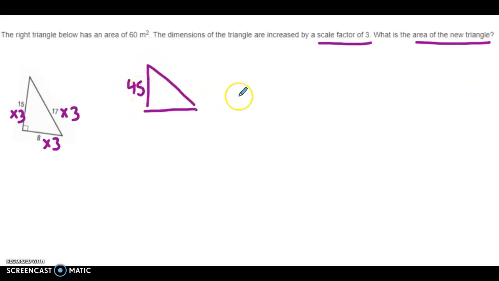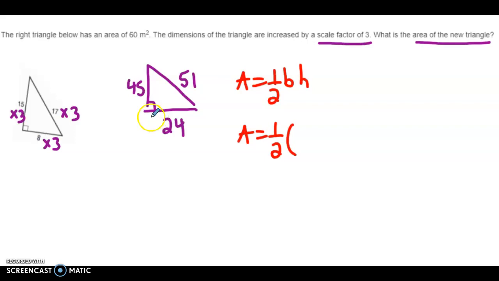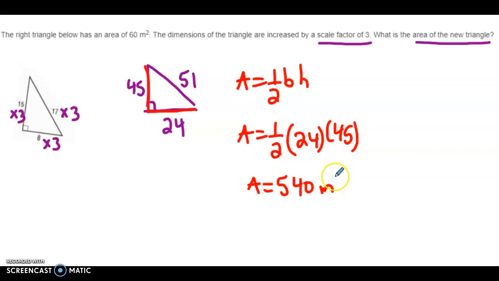17 times 3 is 51. 8 times 3 is 24. Okay, so now I have my new triangle and it is 3 times bigger. We've used a scale factor of 3. And then I need to find the area. The area of a triangle is 1/2 times the base times the height. So I'm going to plug it in. 1/2 times my base is 24 and my height is 45. And then you just type that in your calculator. My new area is 540 meters squared.